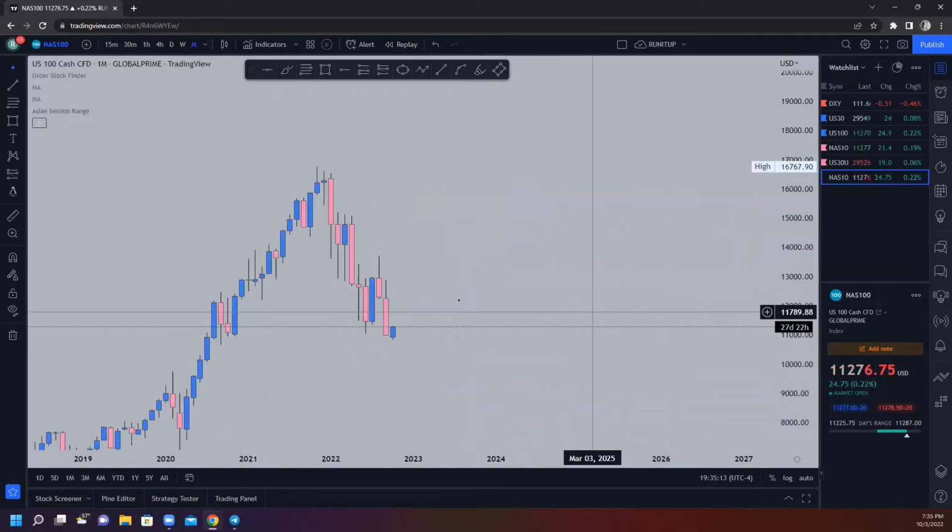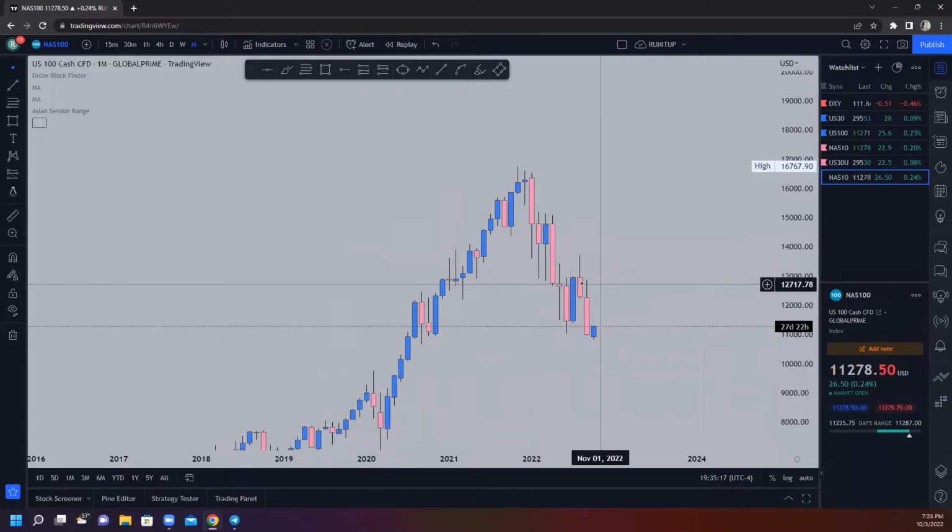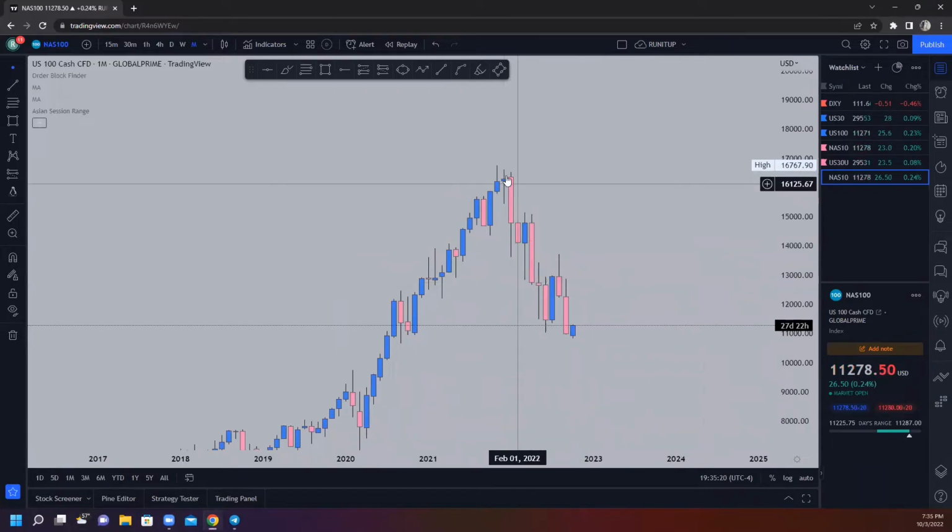I know a lot of people are not familiar with the monthly time frame, but as you can see, we've been in a bearish market since last year, December 1st, 2021. So we've just had a massive push down on NAS 100. And if you guys know about NAS 100, NAS 100 is never selling. It's always going to be a pullback.